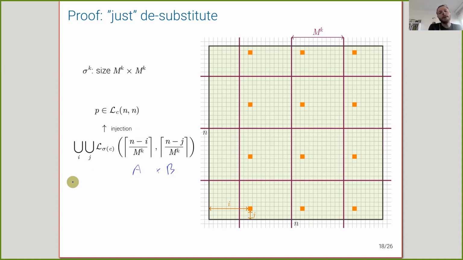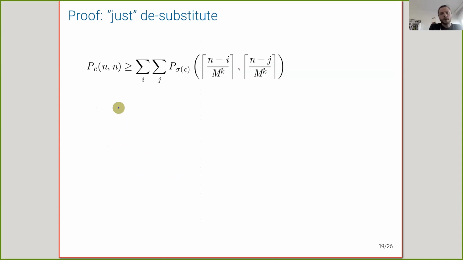So in other words, I can build an injection between this big set, this big union of many sets, many languages, into the set of patterns of size n. So if I take the cardinal of these two sets, I know that the pattern complexity, which is the size of the language of size n, is bigger than this sum.